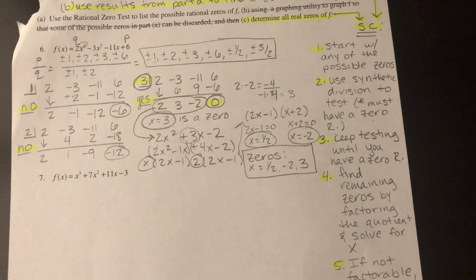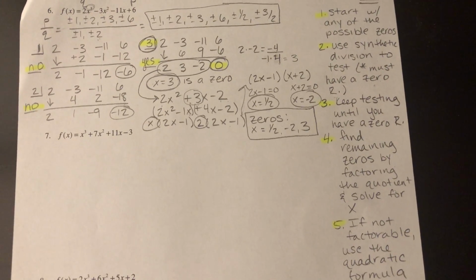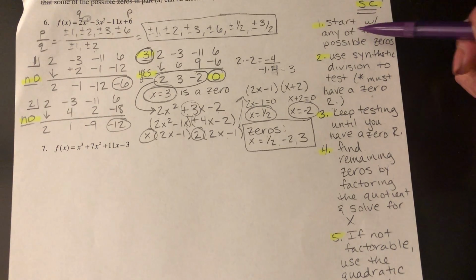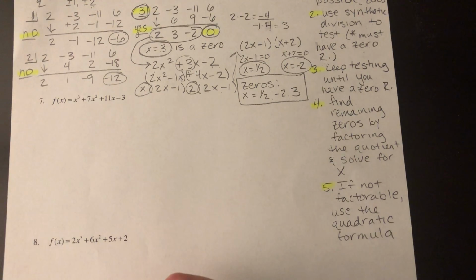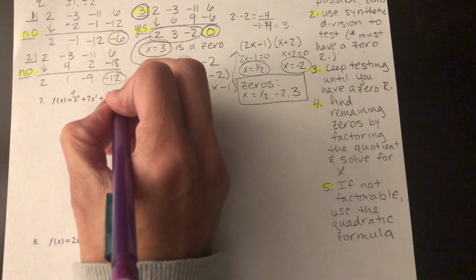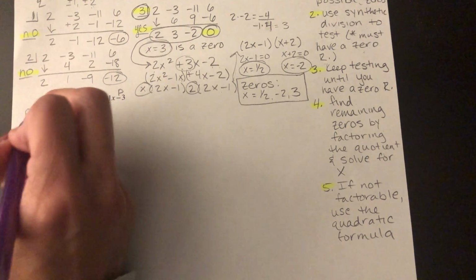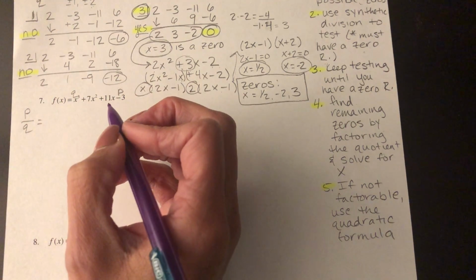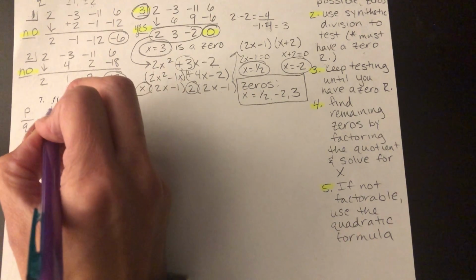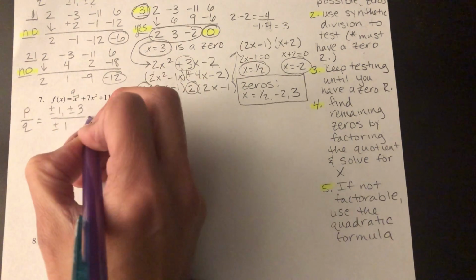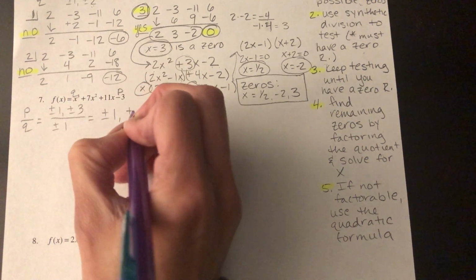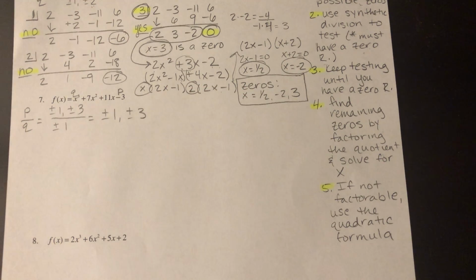All right, go ahead, pause the video, try number 7. All right, let's take a look at number 7, see how you did. So step 1 of our success criteria is start with all the possible zeros. So what's our P and our Q? Here's our Q, here's our P. We're doing P divided by Q. So that would be 1 and 3 for P and just 1 for Q. So that gives us the possibilities of plus or minus 1 or plus or minus 3.